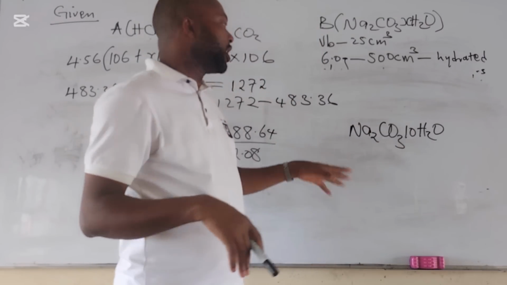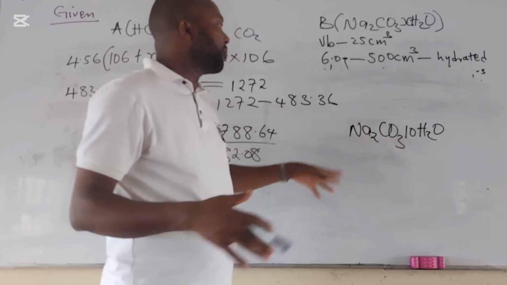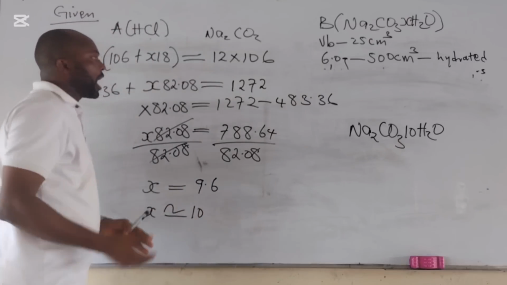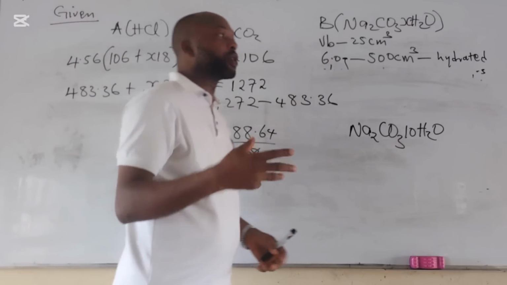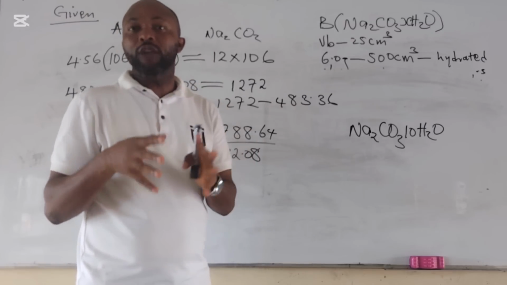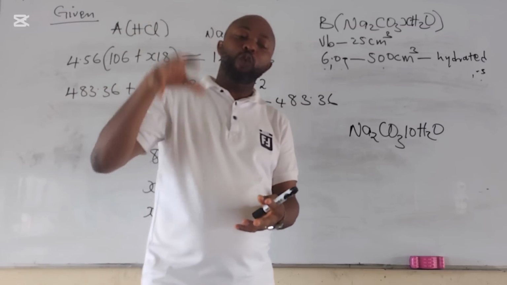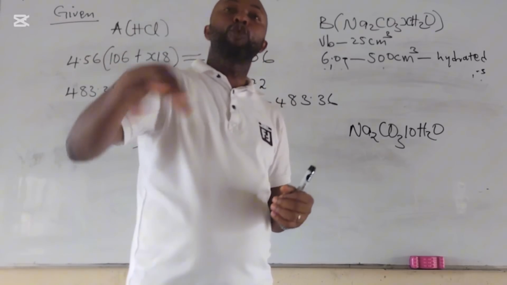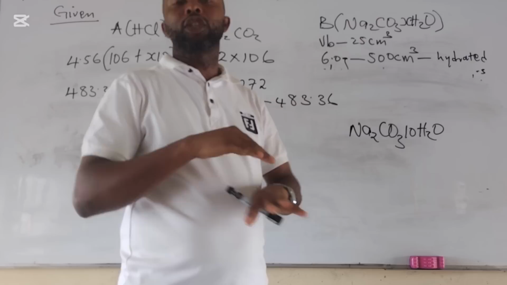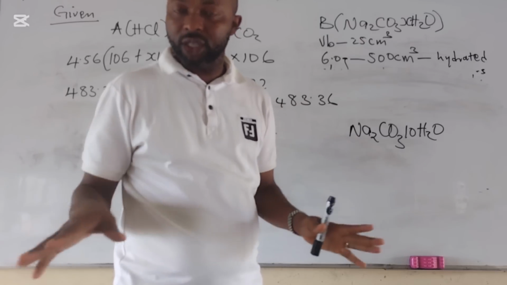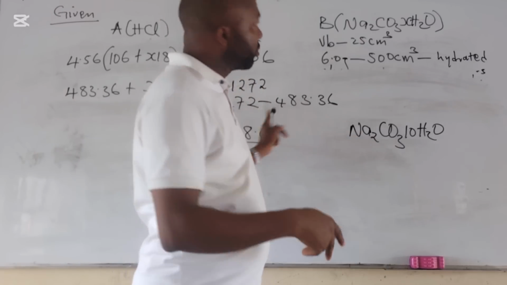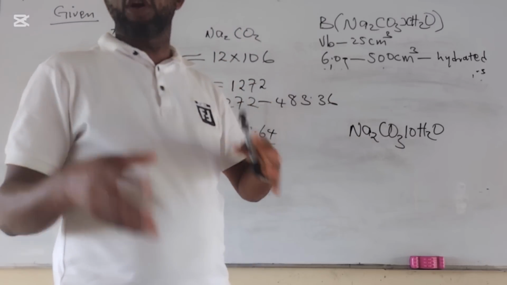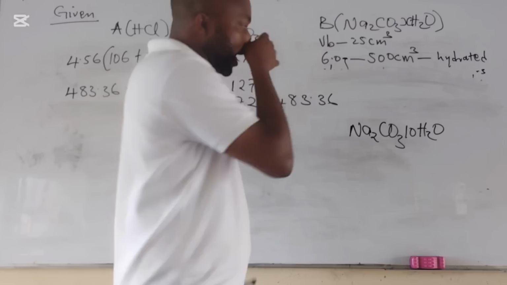You may be asked to give the name of the compound, but for the time being, that is what it is. So we've gotten that our x is 10, and the next thing they are asking us to do is to get the percentage of water of crystallization. We want to know the quantity of water present in the sample, because in water of crystallization, the water in the hydrated salt does not participate in the reaction. So we have to determine through calculation the accurate value of x in the whole thing. So let's proceed.